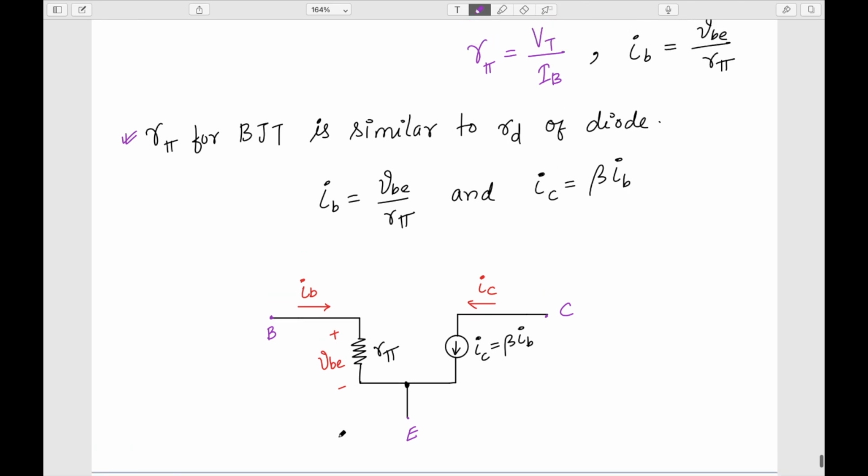In the next lecture, we will use this model and try to design the first basic type of amplifier, which is the common emitter amplifier.